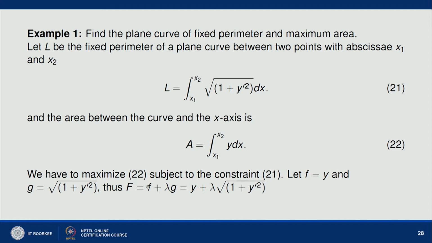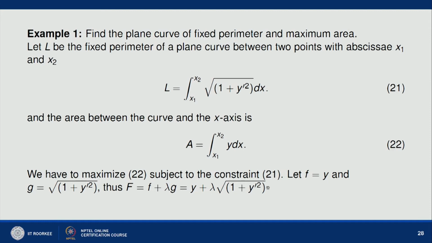For this, let us take f equal to y and g equal to the square root of 1 plus y dash square. With the help of the theory discussed earlier, let us define capital F, which is f plus λg. Here small f is y and small g is the square root of 1 plus y dash square, so capital F equals y plus λ times the square root of 1 plus y dash square.